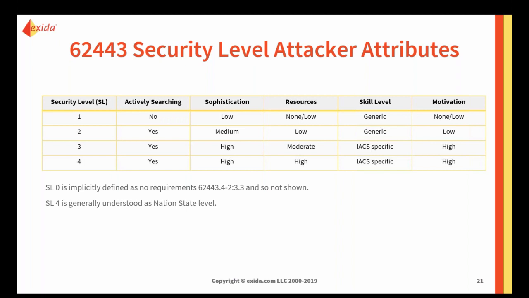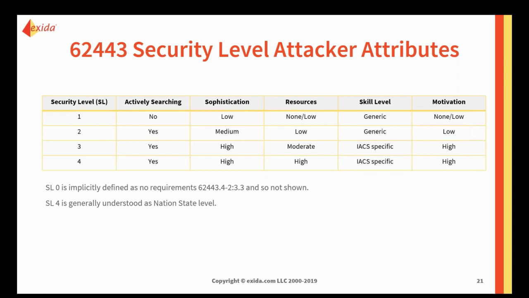Security level three is essentially a determined professional that is trying to get to your system. They are actively trying to get in. They're fairly highly sophisticated. They have a moderate amount of resources. It's not unlimited, but they're more on the cutting edge of what's going on. They do have specific knowledge of your industrial automation control system. So if you've got Rockwell devices, they may know information about Rockwell devices. They may know information about your Honeywell devices. And their motivation's high. They may be trying to disrupt the system. They could be looking for corporate espionage or something along those lines, where they're actually trying to get information about your system to use in other systems. So this is your determined professional.